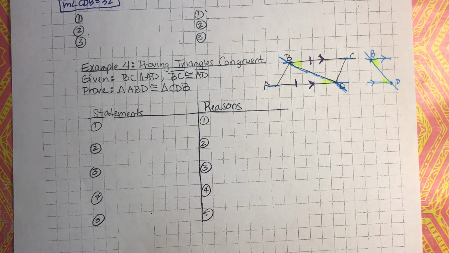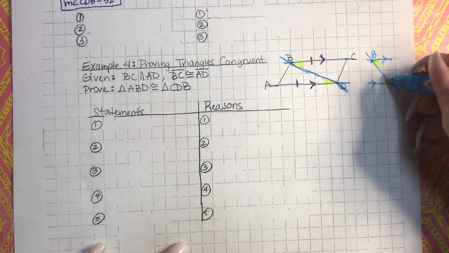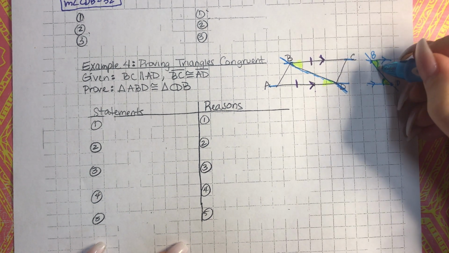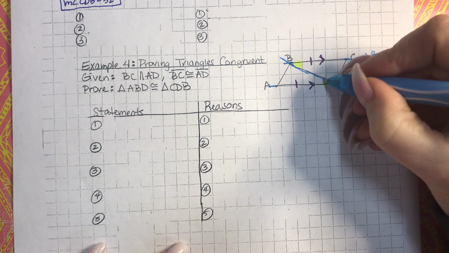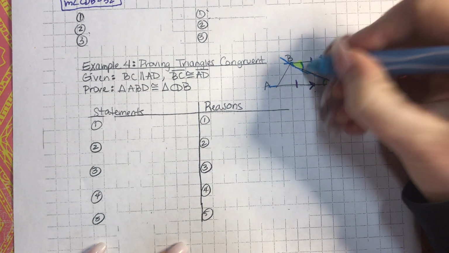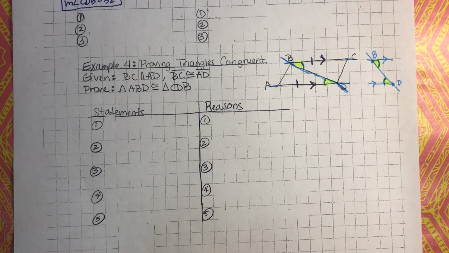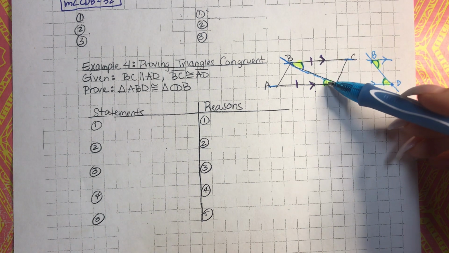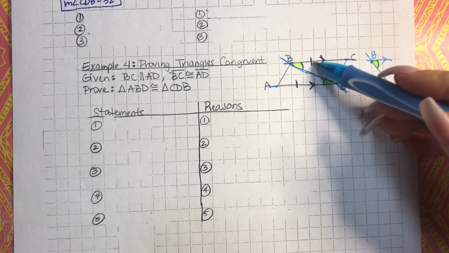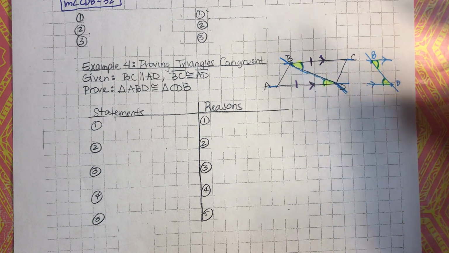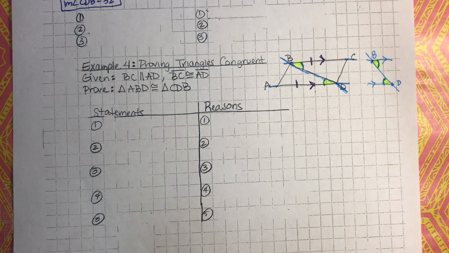So what do we have here? We have the alternate interior angles. We know that these two angles right here and right here are congruent by the alternate interior angles theorem. So we know that we have that. So we have this side, we have this side, we have this angle. What else do you guys see in this picture?